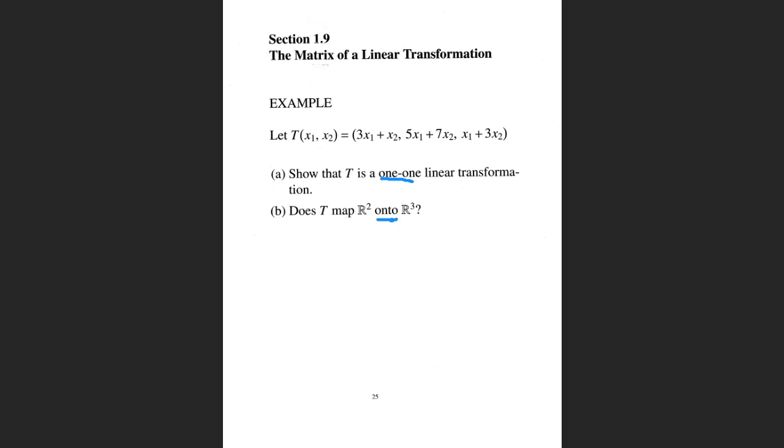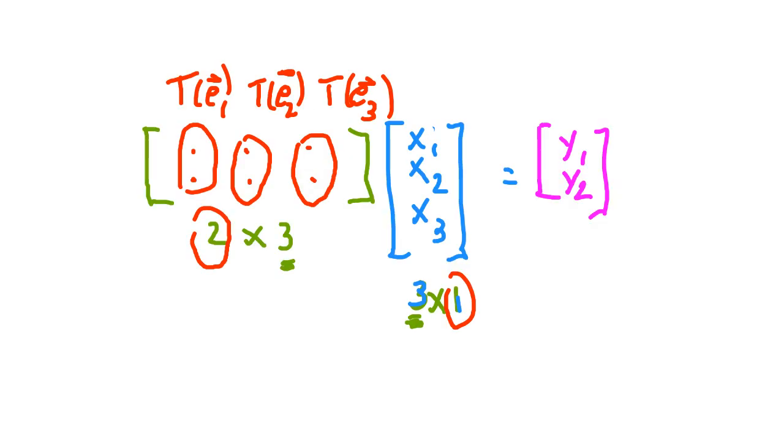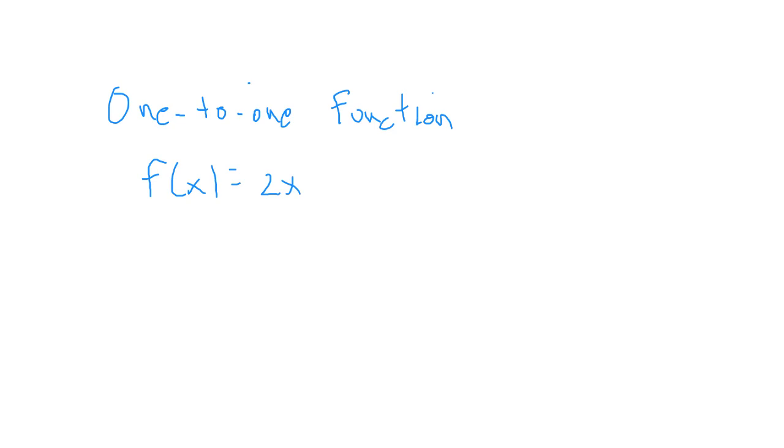Okay, so let's first of all just refresh our memories on what a one-to-one function is. So let me go into the whiteboard here and clear that. So, one-to-one function. So if you had f of x equal to 2 times x, is that one-to-one? We use that as an abbreviation. Is that one-to-one, that function?